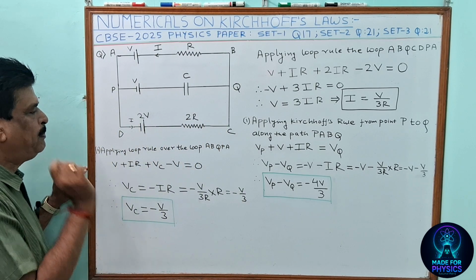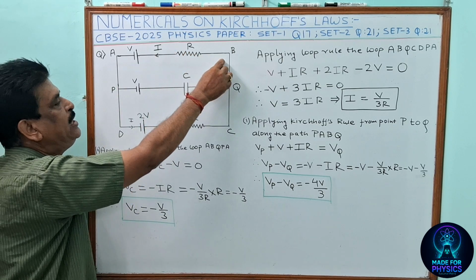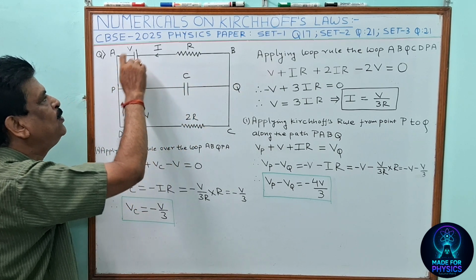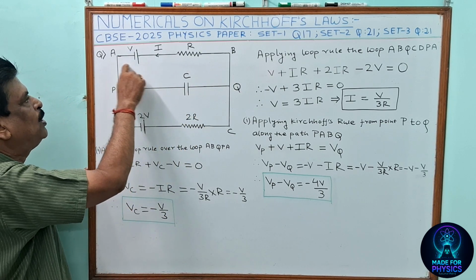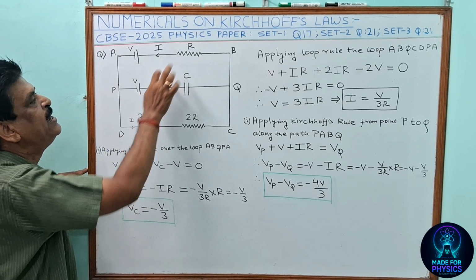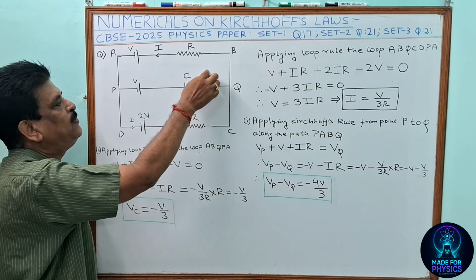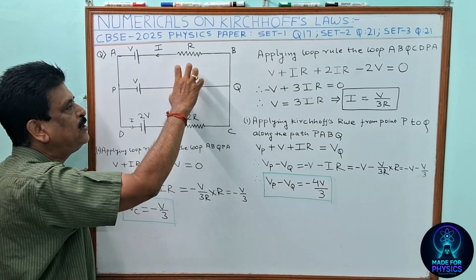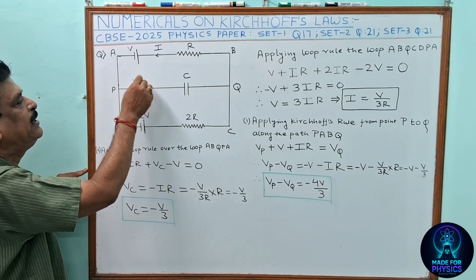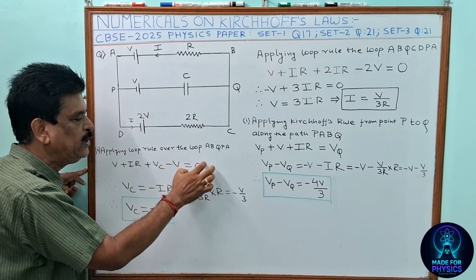So we'll apply the loop rule along the loop A, B, Q, P, A. First of all, we are going along this direction from negative to positive, so plus V. Here, against the direction of the current, so it is plus IR. Here we are moving in this direction, so potential difference across the capacitor, VC. Here we are moving from positive to negative, so minus V. Back to the same point is equal to 0.